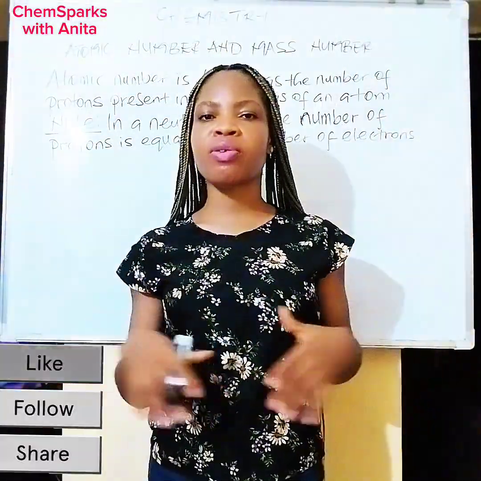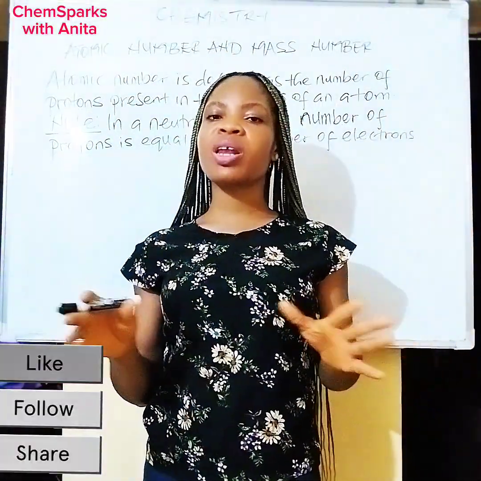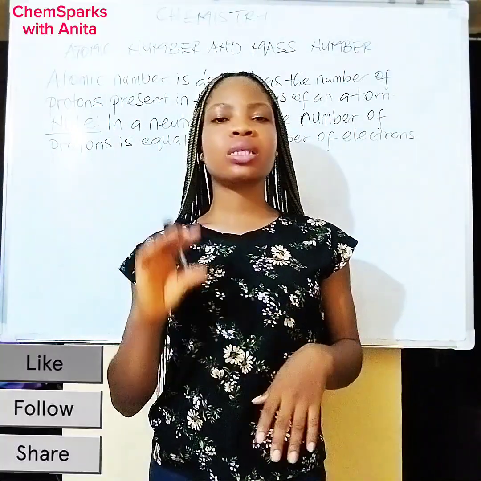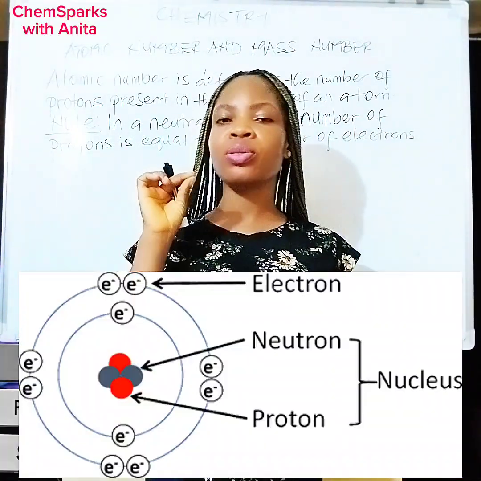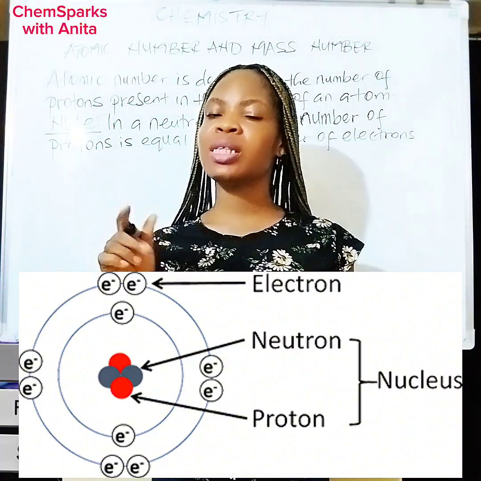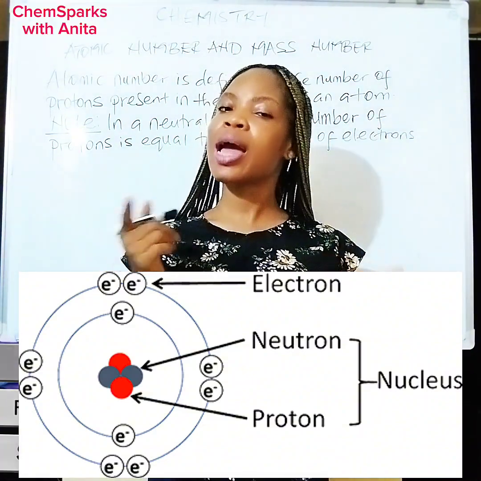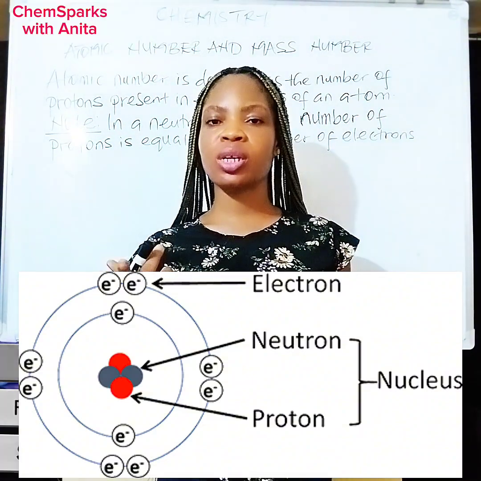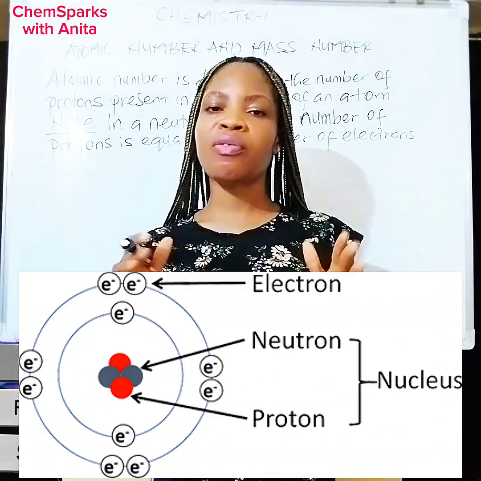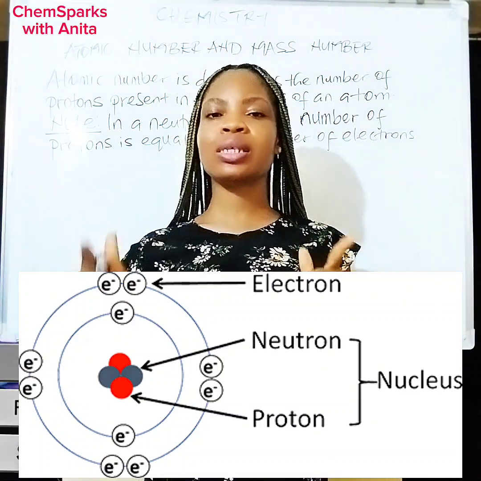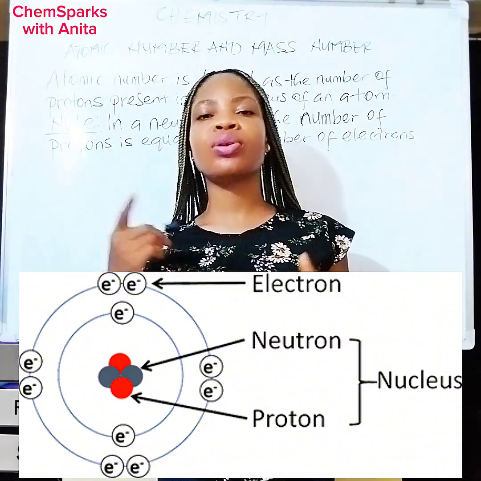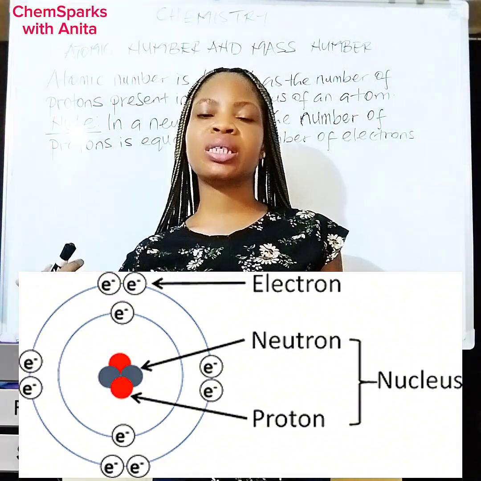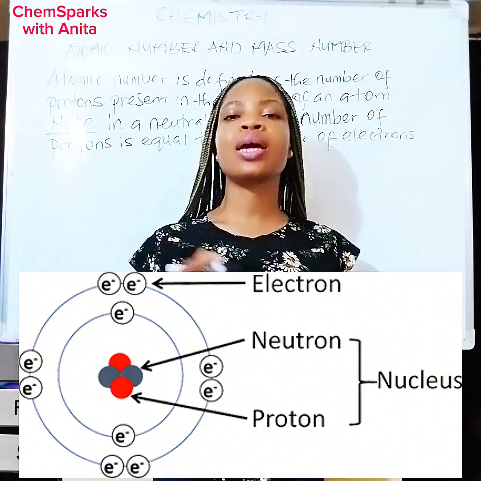Mass number. What is the mass number of an atom? The mass number of an atom is defined as the sum of the number of protons and the number of neutrons present in the nucleus of an atom. I take that definition again. Mass number of an atom is defined as the sum of the number of protons and the number of neutrons present in the nucleus of an atom.